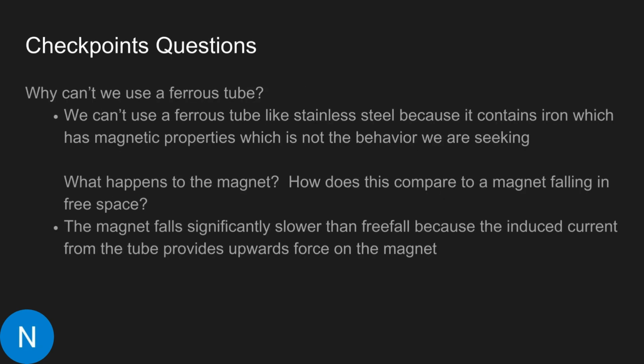So checkpoint questions: why can't we use a ferrous tube? Can't use a ferrous tube like stainless steel because it contains iron, which has magnetic properties, which is not the behavior we are seeking for in this lab.